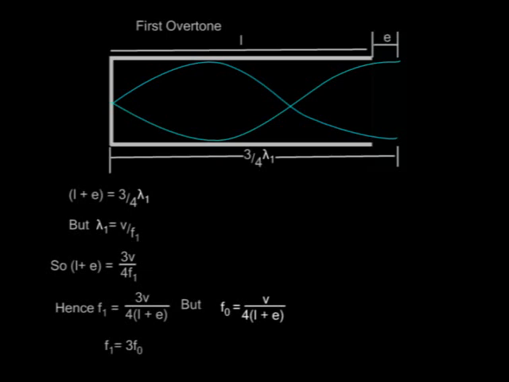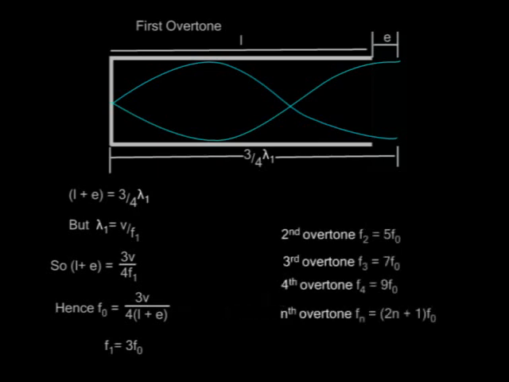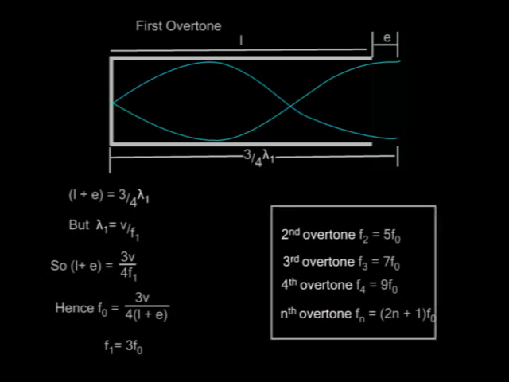Similarly, it can be shown that the frequency of the second overtone is 5 times the fundamental frequency. It is the fifth harmonic. In the same way, third overtone F3 is equal to 7F0. Fourth overtone F4 is equal to 9F0. The nth overtone Fn is equal to 2n plus 1 into F0. It follows therefore that a closed pipe produces only odd harmonics.